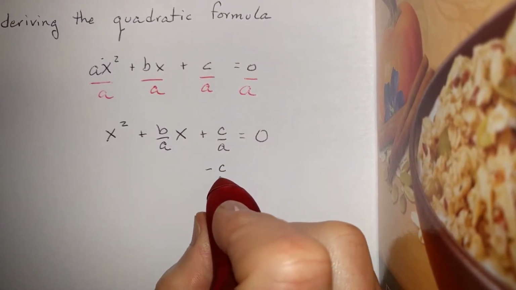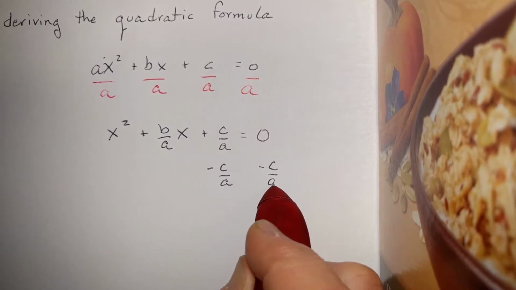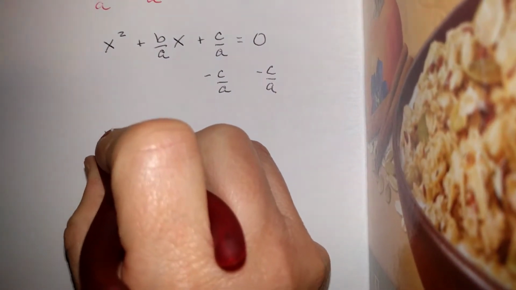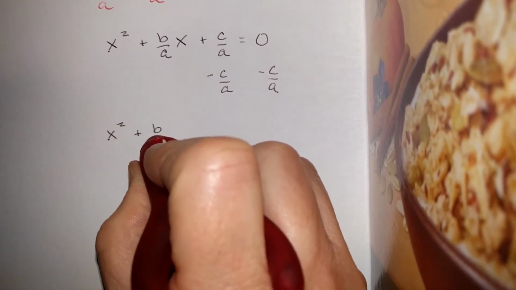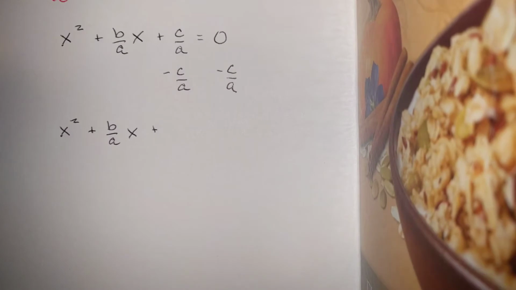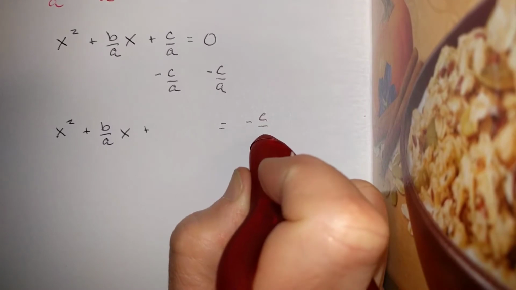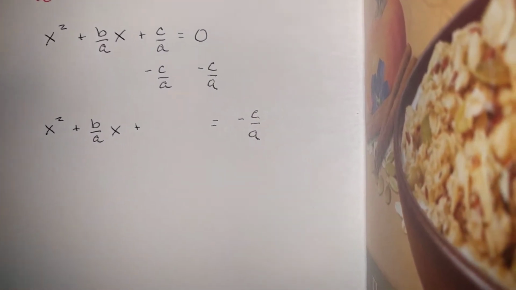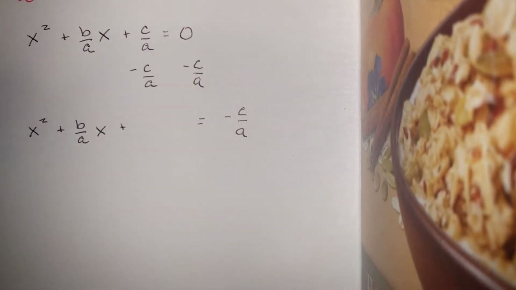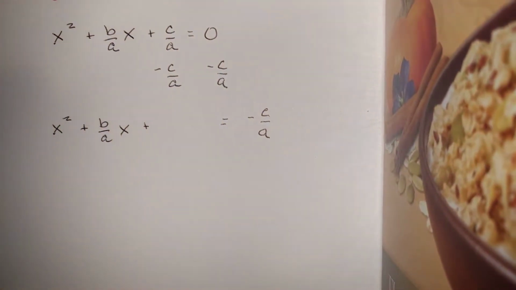I'm going to subtract c over a from each side so that I can complete the square. This will give us x squared plus b over a x plus a blank equals negative c over a. This blank is so that we can add the constant we need to complete the square, so we end up with a perfect square.